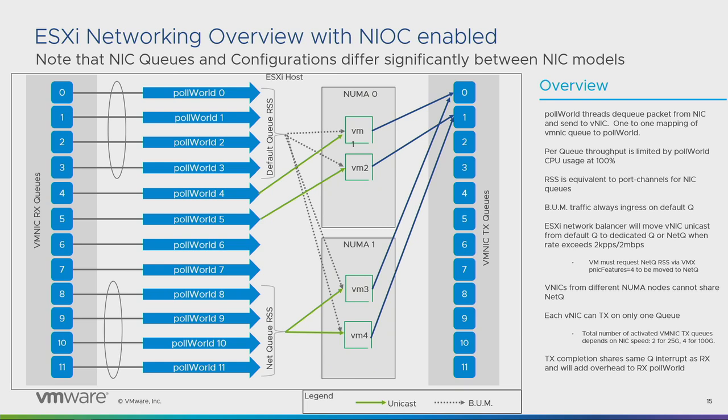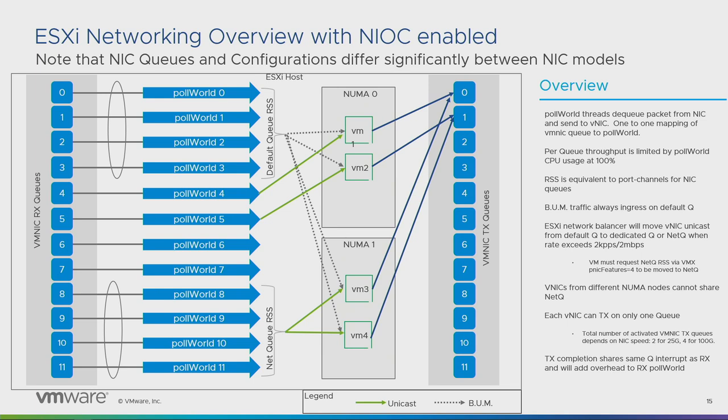So what you should realize here is that when that pollworld thread goes to 100%, it doesn't matter how fast your NIC is, you'll start dropping traffic. So it means that if your VM is using only one queue, the throughput of your entire ESXi host, or if all your VMs, for example, are using only one queue, you're going to be maxed out at one pollworld's CPU usage.